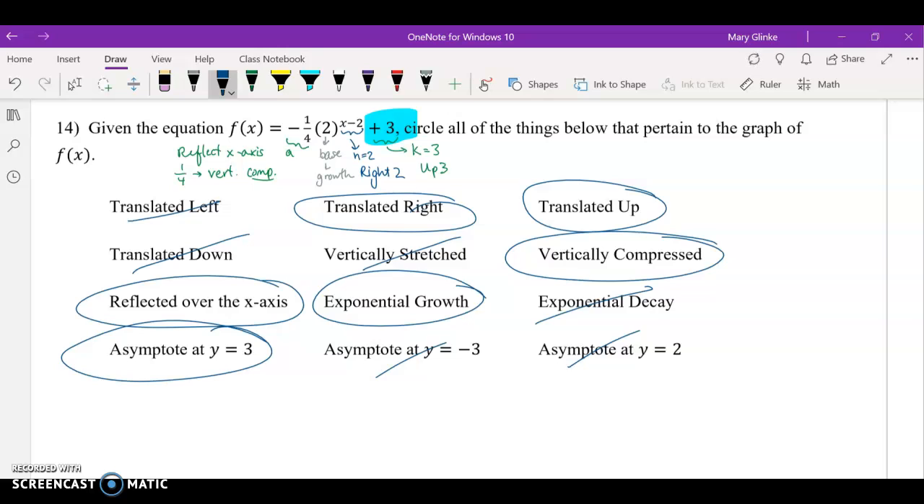So here's where I'm going to pause. I'm going to make another video going through the rest of the examples, the second half, 15 through 21.